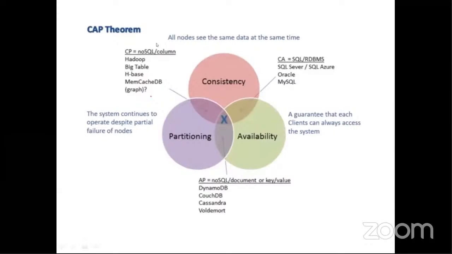So what is meant by consistency? Whatever database they design, they will design based on this CAP theorem. No particular database will satisfy all three properties. Only two properties will be satisfied. In the database world, only two out of three will be satisfied. So what is consistency?